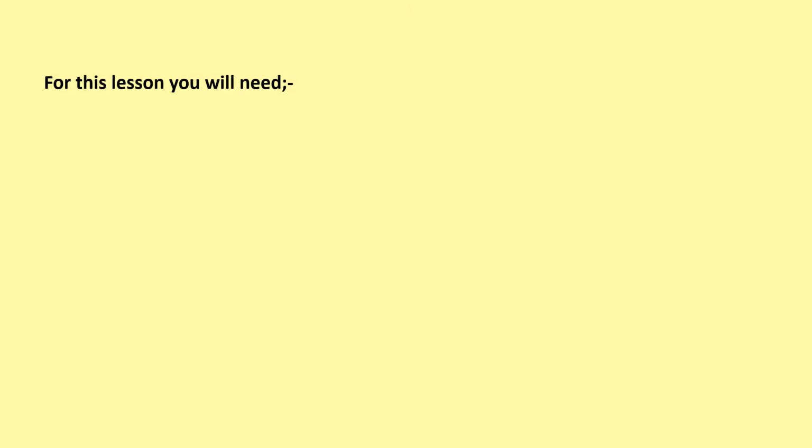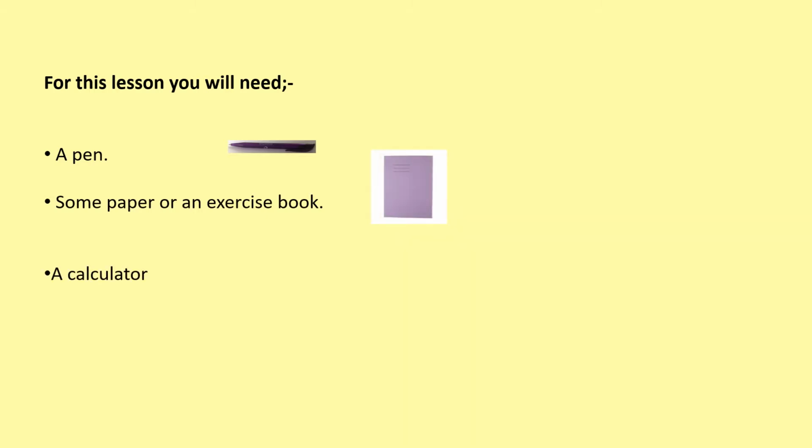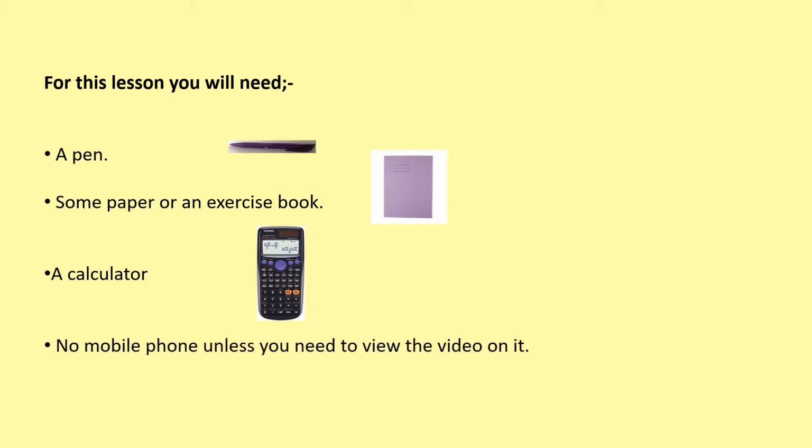For the lesson you're going to need the usual pen, some paper and exercise book to record some notes in, a calculator, for a few calculations using F equals ma, and unless you're needing to watch this video on your mobile phone, turn it off, get it out of the way and avoid any distractions that you can.